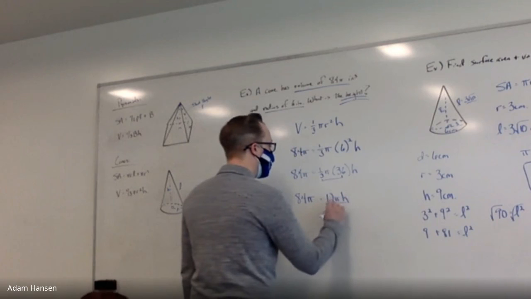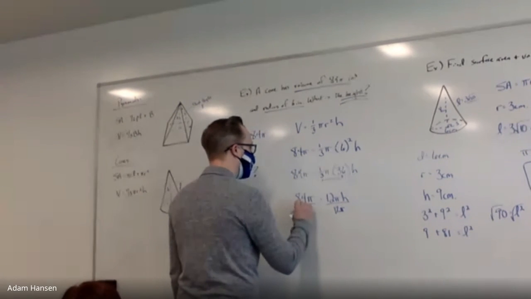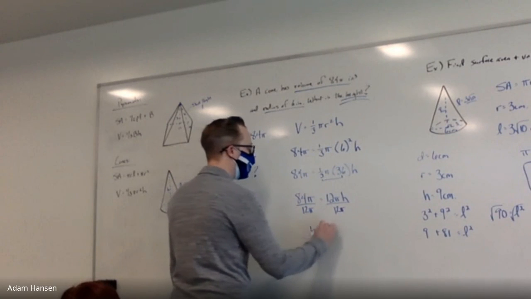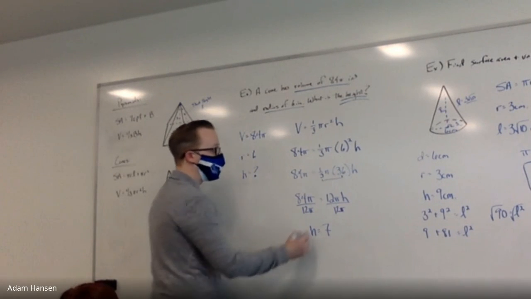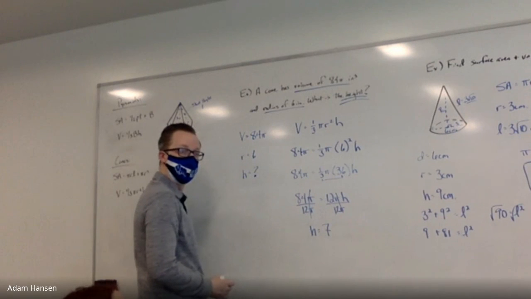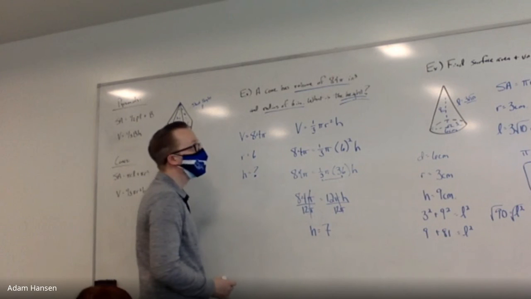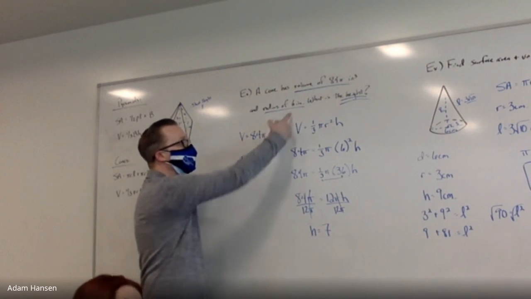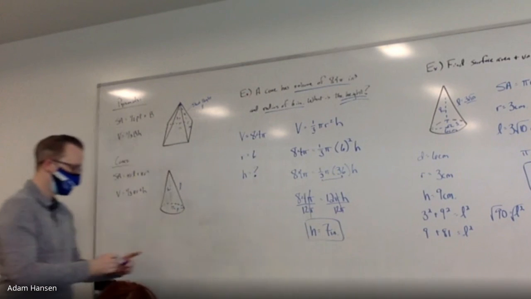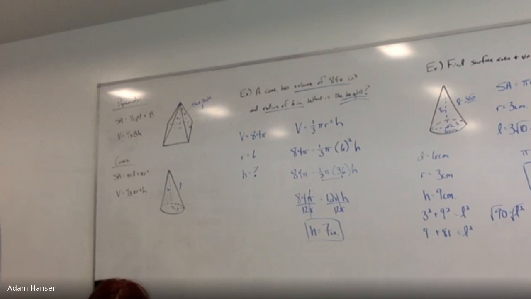What's 84 divided by 12? It's 7. 7 pi. But the pi's cancel out. That's true. The height would be 7 inches. Knowing the radius and volume, I'll work backwards to find the missing height. 7 inches.